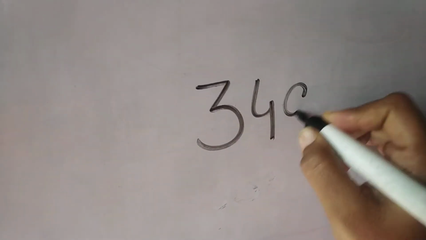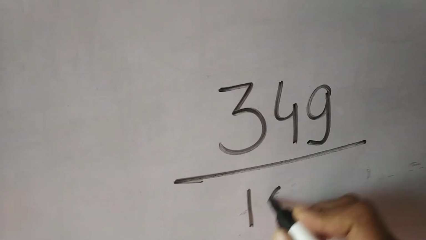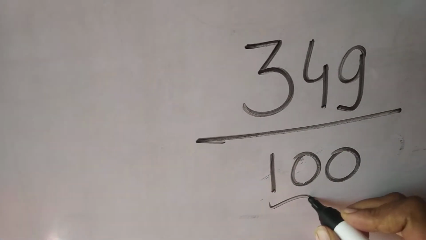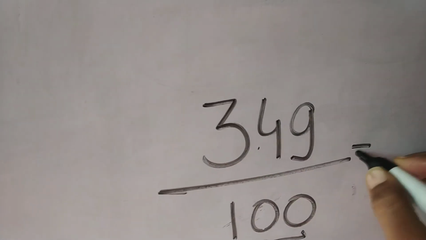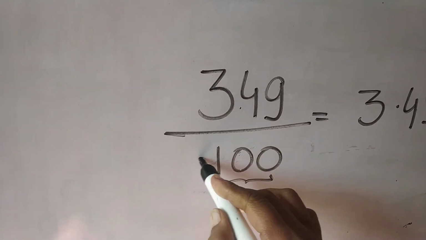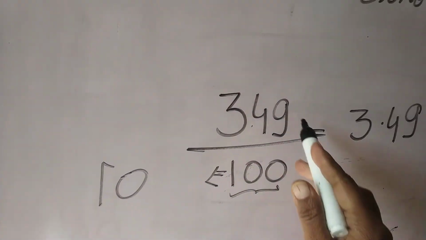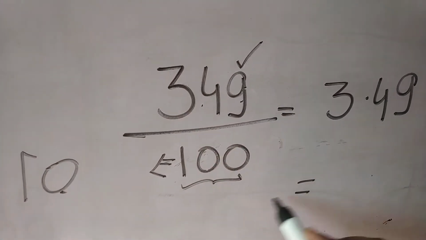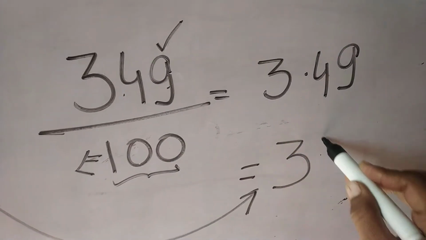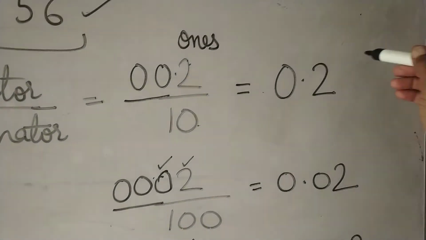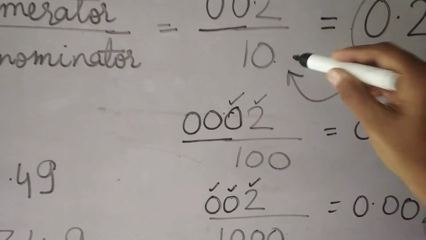We will take one more example. Suppose I have taken 349 divided by 100. Here I have to put my decimal before these 2 numbers because 100 is given. So before 2 numbers, this will become 3.49. Now if in place of 100, 10 is given, then I have to put my decimal before one number, between 4 and 9. In this case my answer would be 34.9.